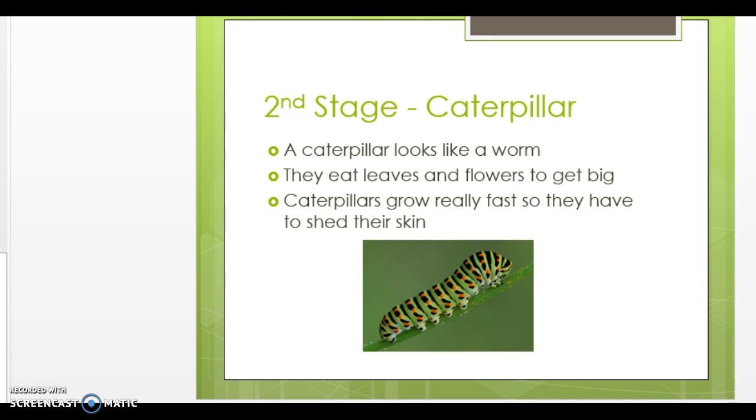The next stage is the caterpillar, and we learned all about caterpillars when we read the book The Very Hungry Caterpillar. They eat and they eat and they eat until they get ready for the next stage, but they kind of look like a worm a little bit. And once they've had enough to eat, they shed their skin.